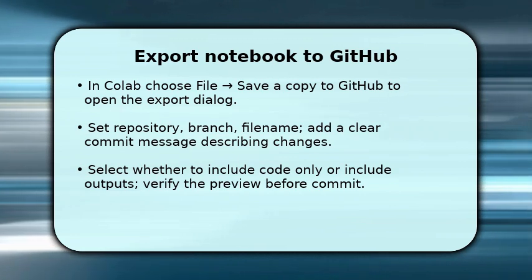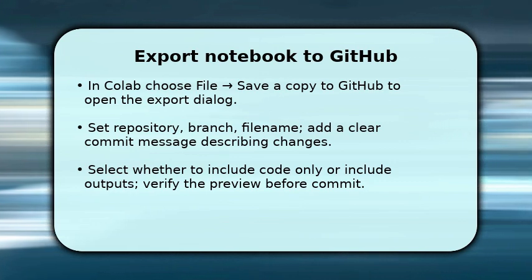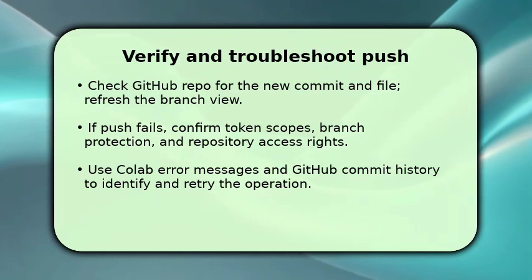Decide if you want to include outputs. Commit size can balloon with outputs, so keep them out for smaller commits. Once done, preview the file to confirm formatting and content. If everything looks right, click OK to push your commit to GitHub. You finish by verifying the notebook appears in your GitHub repository and that the commit message is correct.